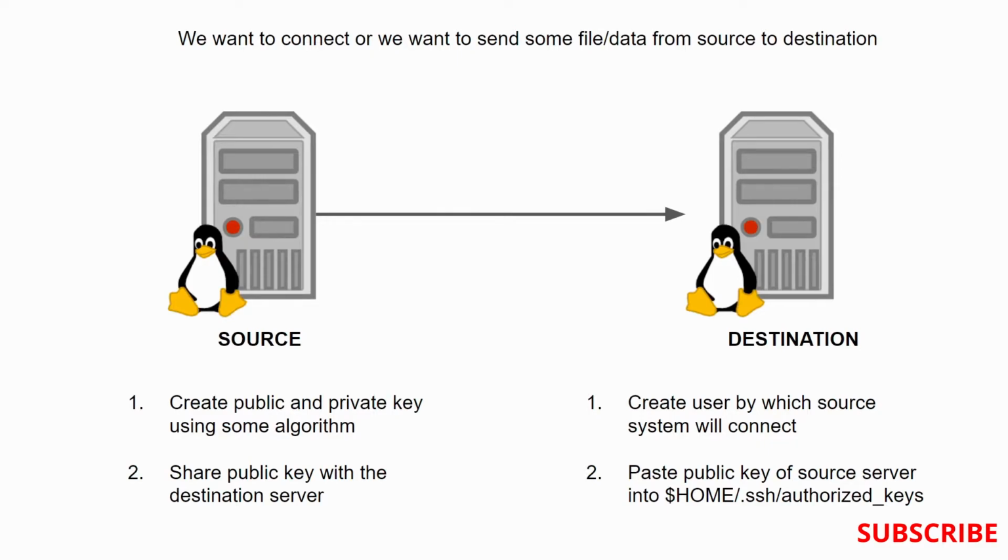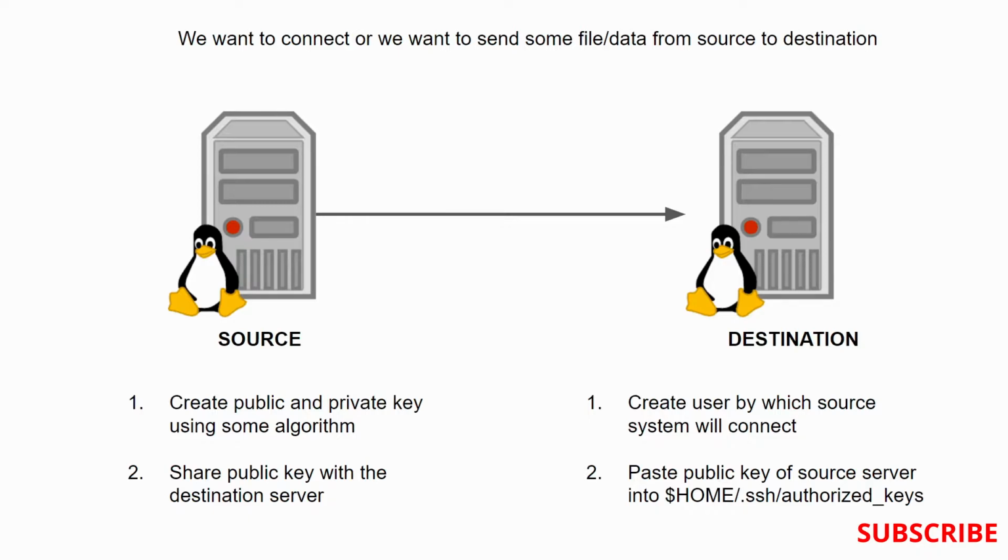So here you can see we want to send some file or data from source to destination. This is the source machine and this is the destination machine. What exactly do you have to do on the source machine and what exactly do you have to do on the destination machine in order to go for SSH or SCP key-based authentication, or passwordless authentication? What are the steps that you have to do?